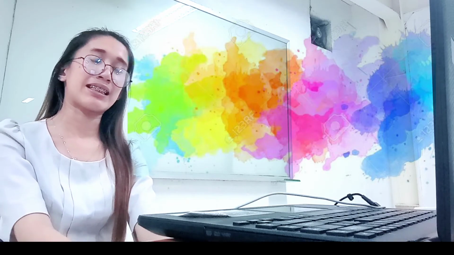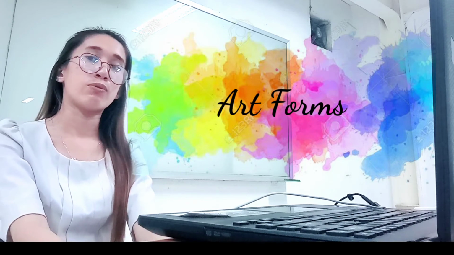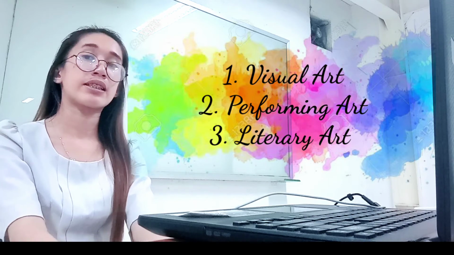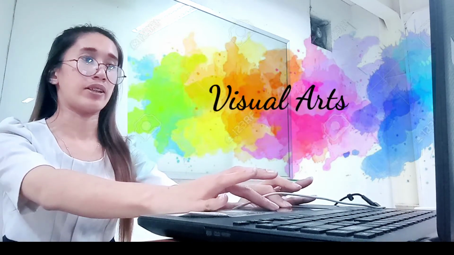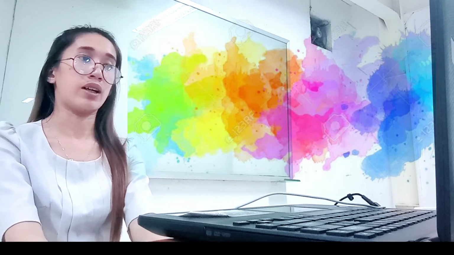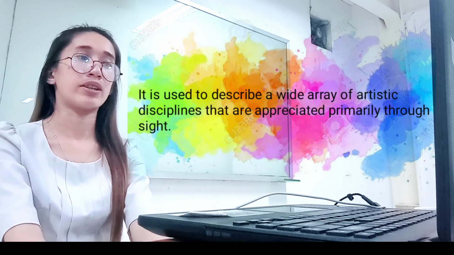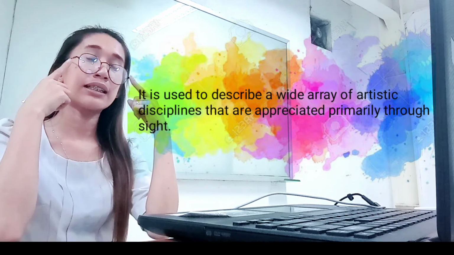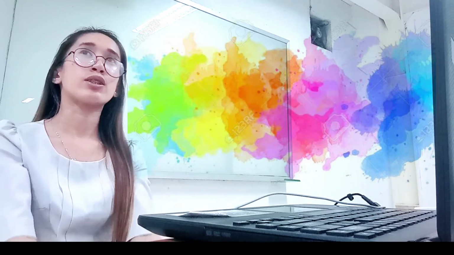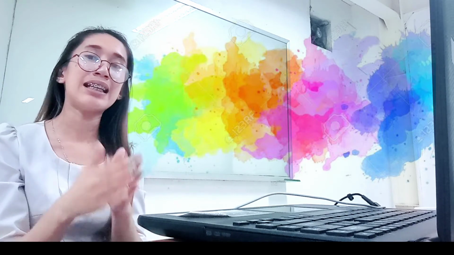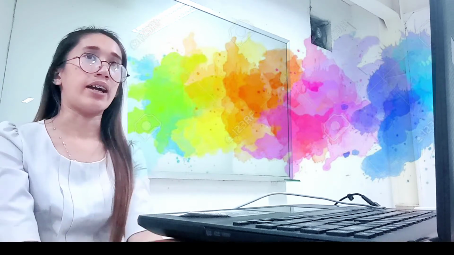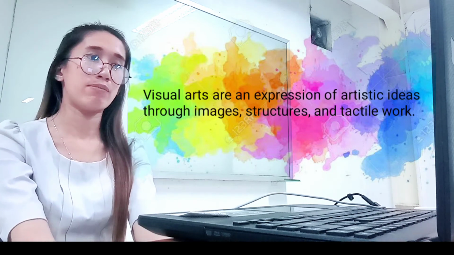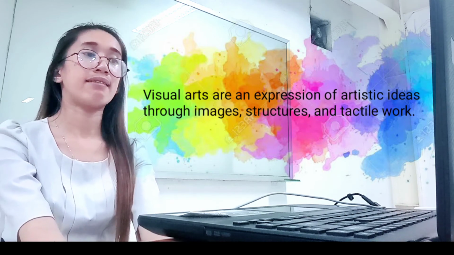Okay, so next are the three art forms, which are the visual art, the performing art, and the literary art. So first is the visual arts. Visual art is used to describe a wide array of artistic disciplines that are appreciated primarily through our sight, from the word visual. So the visual art is highly appreciated by our eyes. So it is an expression of artistic ideas through images, structures, and tactile work.